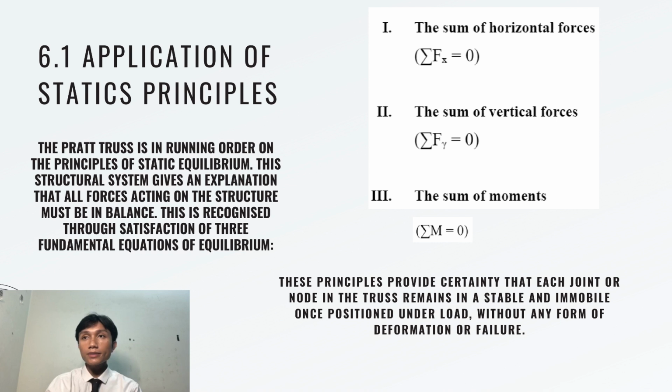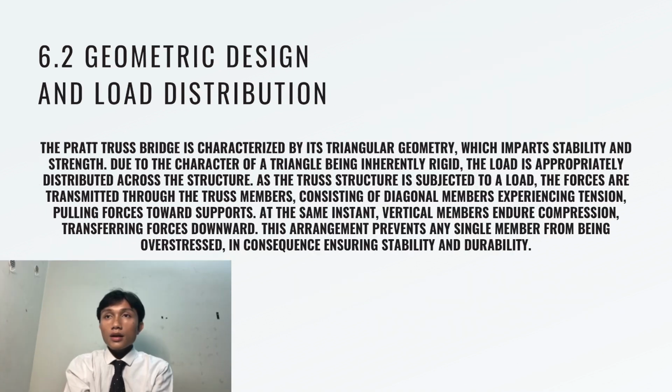Application of statics principles. The Pratt Truss operates on the principles of static equilibrium. This structural system means that all forces acting on the structure must be in balance. This is achieved through satisfaction of three fundamental equations of equilibrium. These principles ensure that each joint or node in the truss remains in a stable and immobile position under load, without any form of deformation or failure.